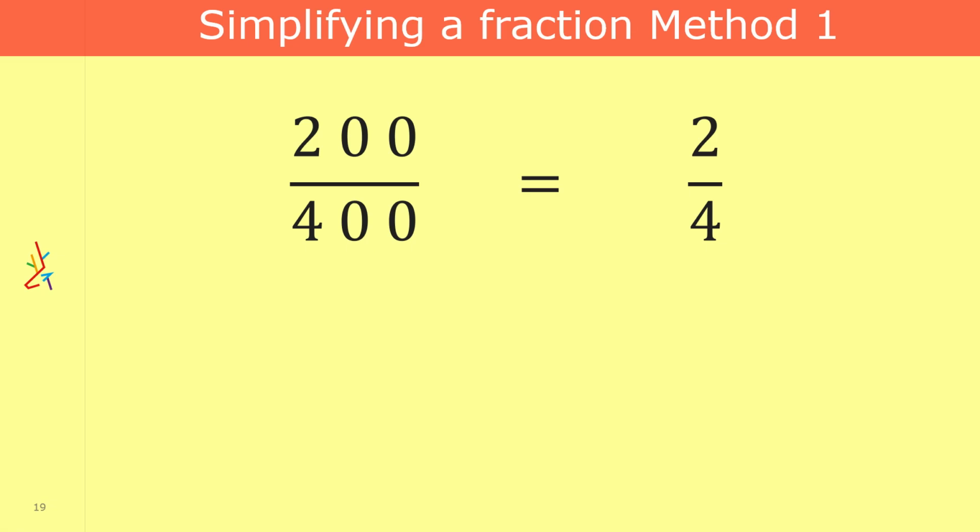Notice that it has the same amount of zeros on top that it does on the bottom, and that's key to this method, because if I get rid of one zero I can get rid of another one. If I get rid of that zero I can get rid of another one, and therefore it can become 2 over 4.